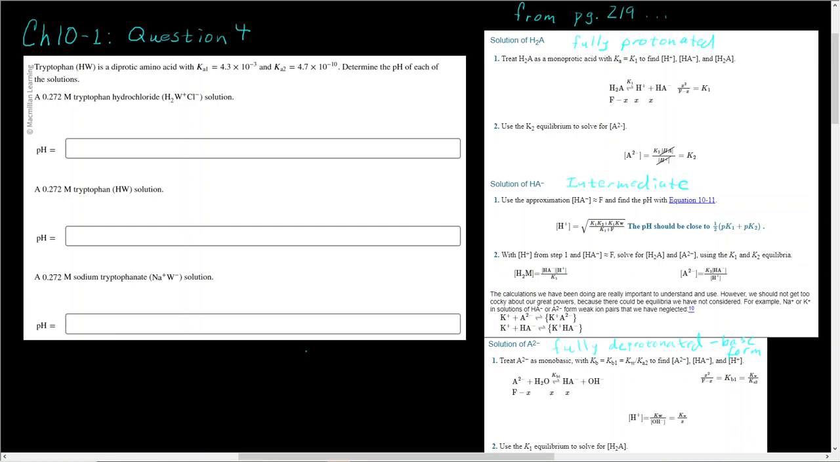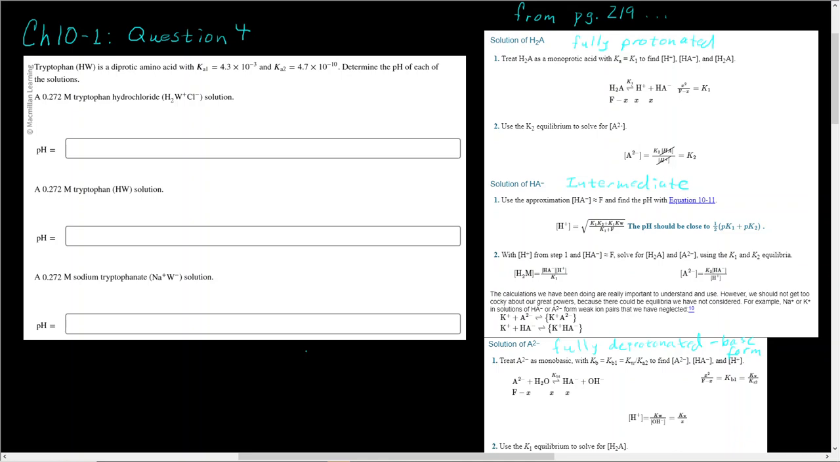This video is about how to work question number 4 from chapter 10-1. In this question, we're told we have an amino acid, tryptophan, and that it's a diprotic amino acid, and we're given the values of Ka1 and Ka2. We're supposed to determine the pH of each of the following solutions, and we're given some molarities, some formal concentrations for those solutions.